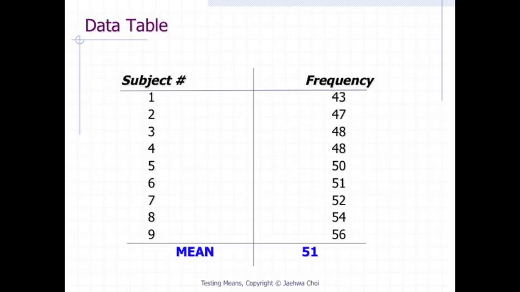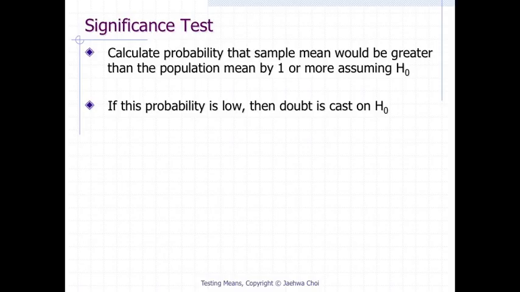This table shows the frequency that the suggested picture was chosen by each of the 9 subjects. You can see that the sample mean is 51, which is greater than the hypothesized population mean of 50 by 1. To test the significance of the difference from the null hypothesis, we assume that the null hypothesis is true, and then we calculate the probability that a sample mean would be greater than the population mean by 1 or more. If this probability is low, then doubt is cast on the validity of the null hypothesis.